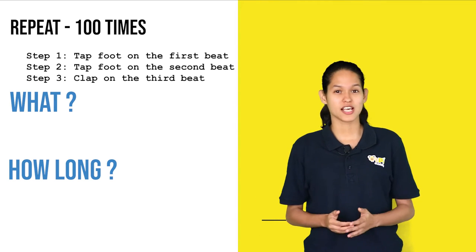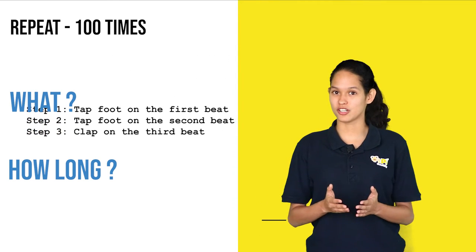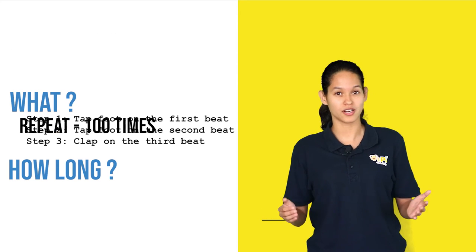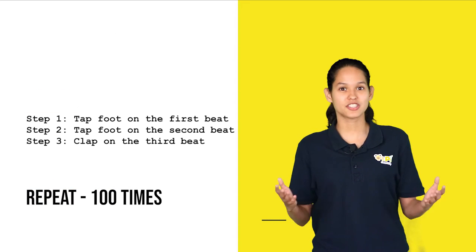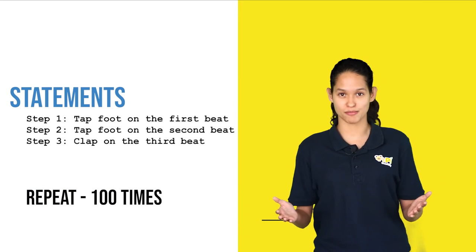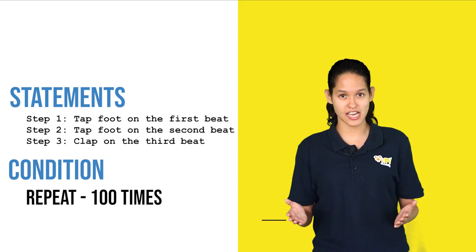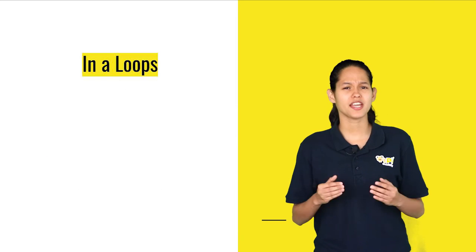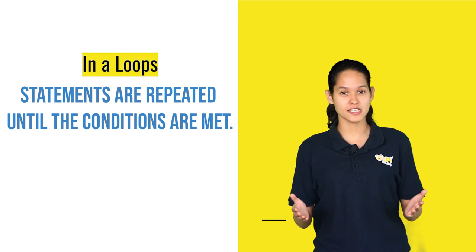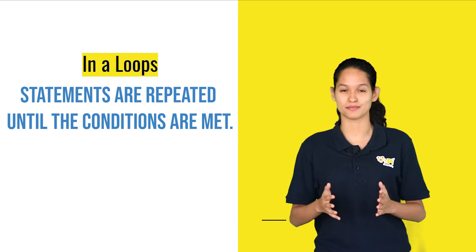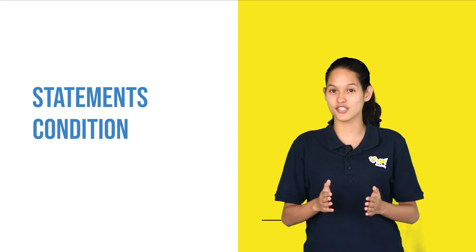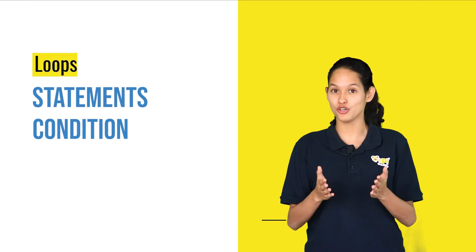In the Rock You dance, what do you want to repeat? The three dance steps. And for how long? 100 times. The three dance steps are called the statements, and until 100 times is the condition. In a loop, statements are repeated until a condition is met. If you can answer these two questions, you are now ready to add loops to your code.